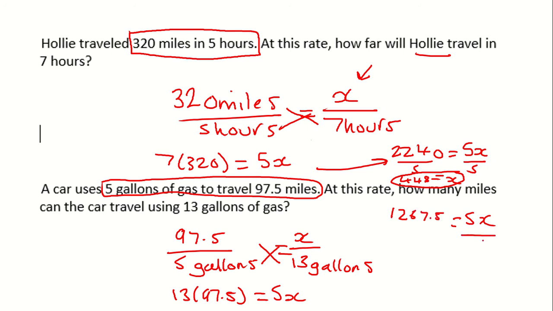1,267.5. Divide both sides by 5, and you get x equals 253.5. So 13 gallons of gas will get me 253.5 miles. Okay, so we're using the same method as we did earlier, but this time it's a real life question.